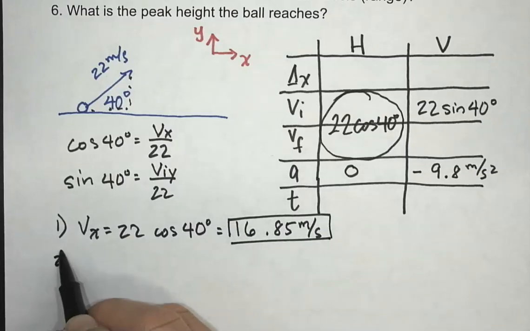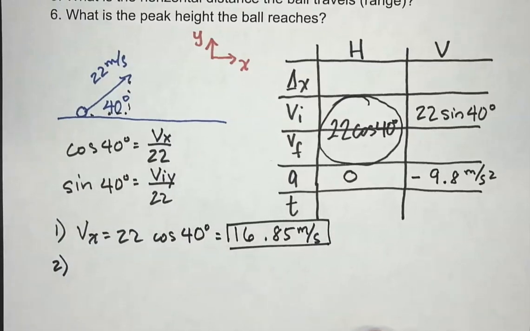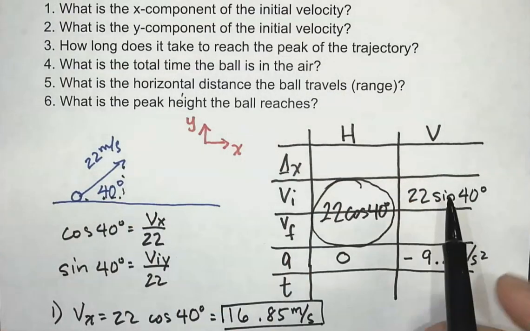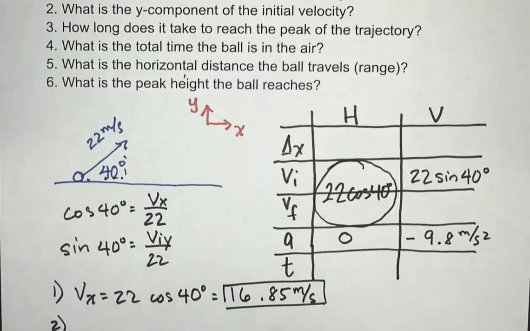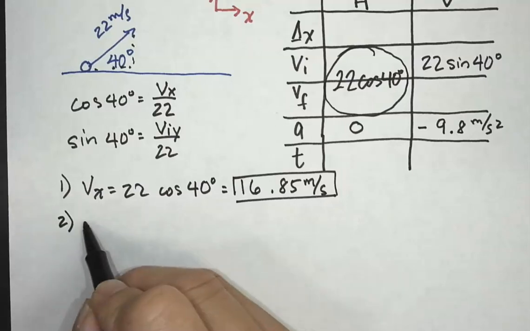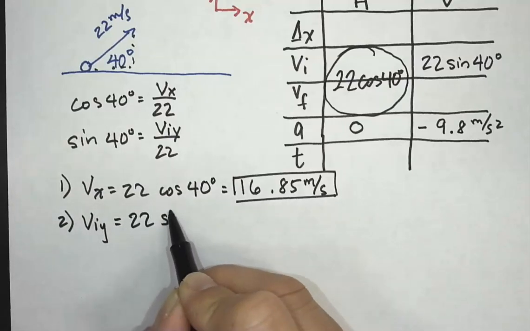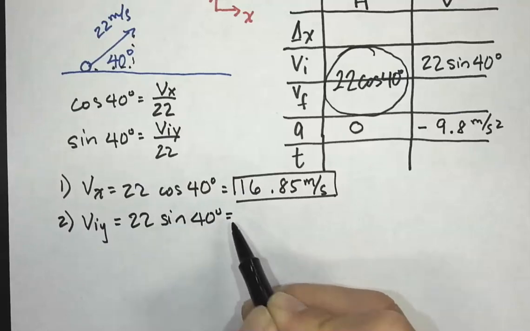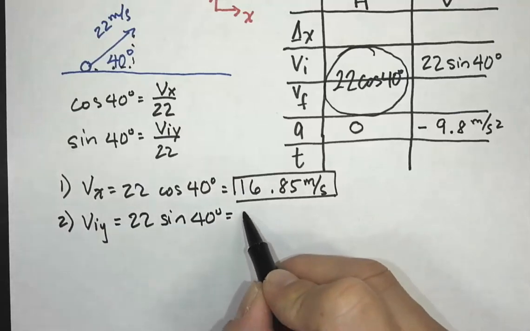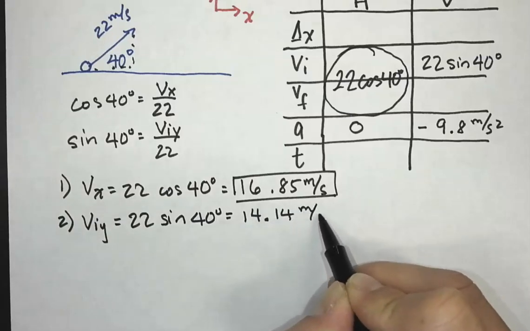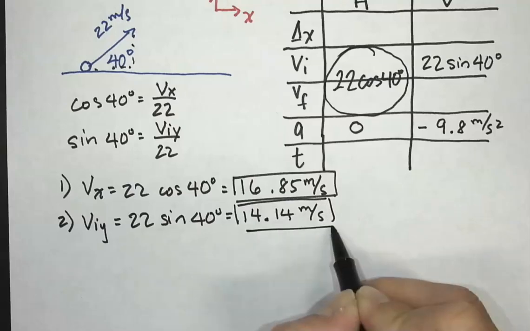Okay. Number 2, what is the y component of the initial velocity? The y component, that's going to be this number here, 22 sine 40. So the y component of the initial velocity is 22 sine 40 degrees, which is going to be 14.14 meters per second.